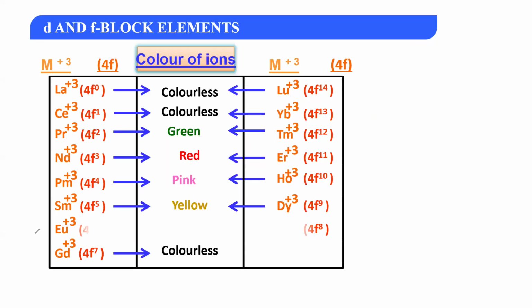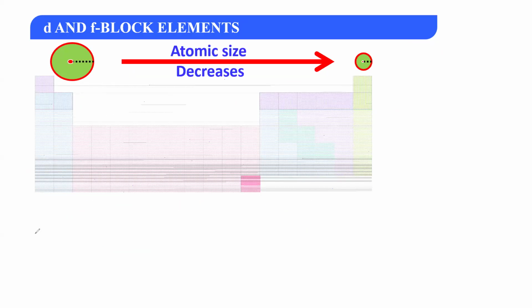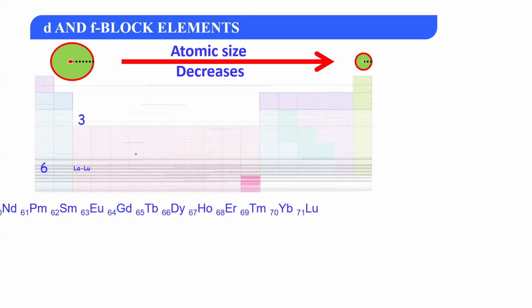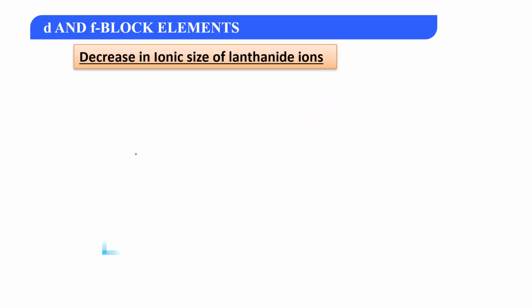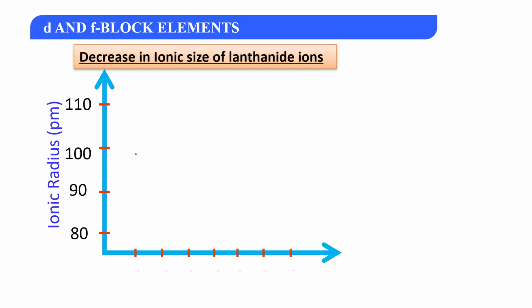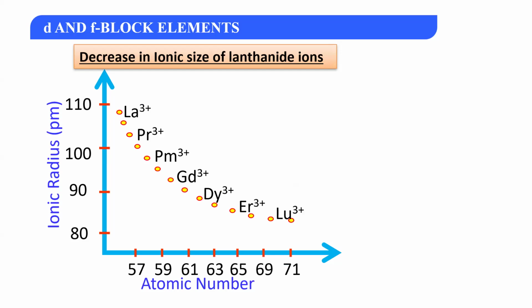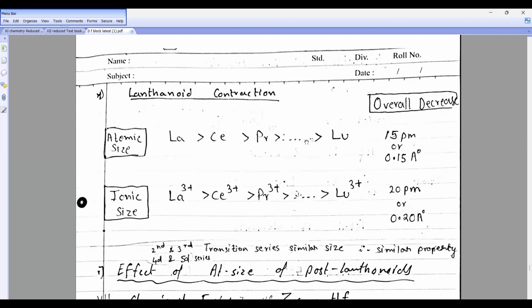Okay, overall decrease in their size. Look beta, lanthanide atomic size decreases across the period, right? But this overall decrease is very, very less. Atomic number will increase, so atomic size decreases, but the overall decrease is very, very less. It is how much only, beta? Tell me, 15 picometers for atomic size, and for ionic size, it is 20 picometers. This overall decrease in size with increased atomic number is known as lanthanide contraction.